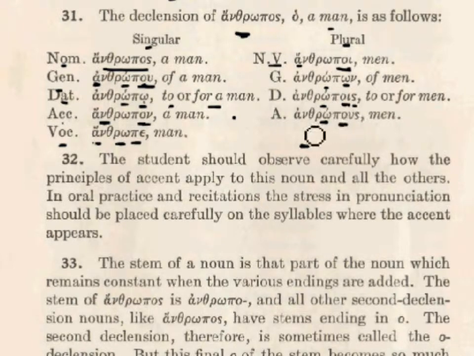Now these are the endings. You're going to be finding that as you learn other words in the second declension, these are the same endings, so the endings are simply going to be mixed and matched, applied to the word as necessary to make sense out of the sentence that you're looking at. He notes here the student should observe carefully how the principles of accent apply, and I've attempted to explain that to you, but make sure you understand it, because that is a fairly important part of understanding how the declension is going to manipulate and affect the accents.